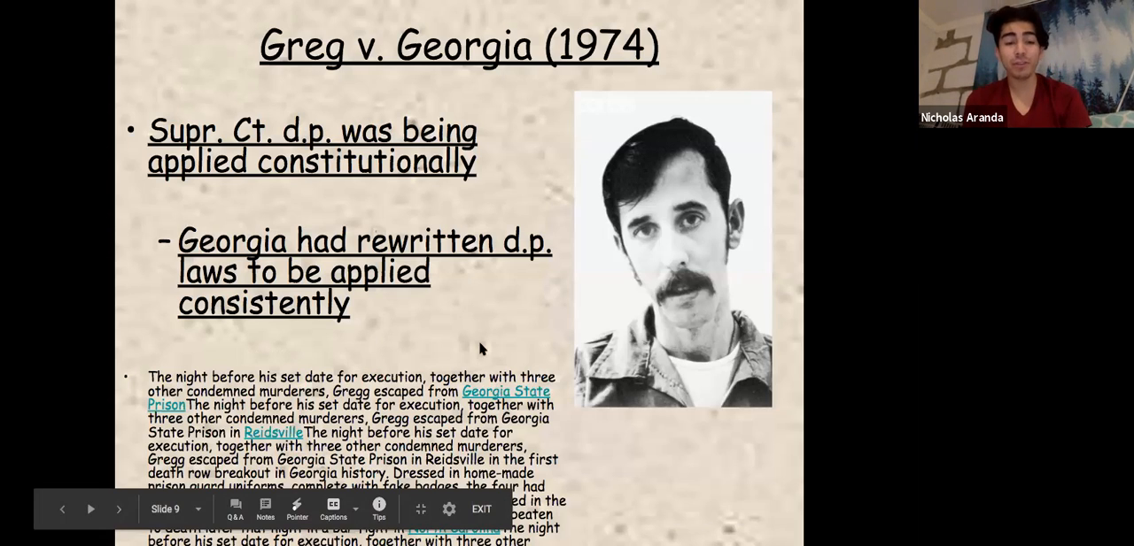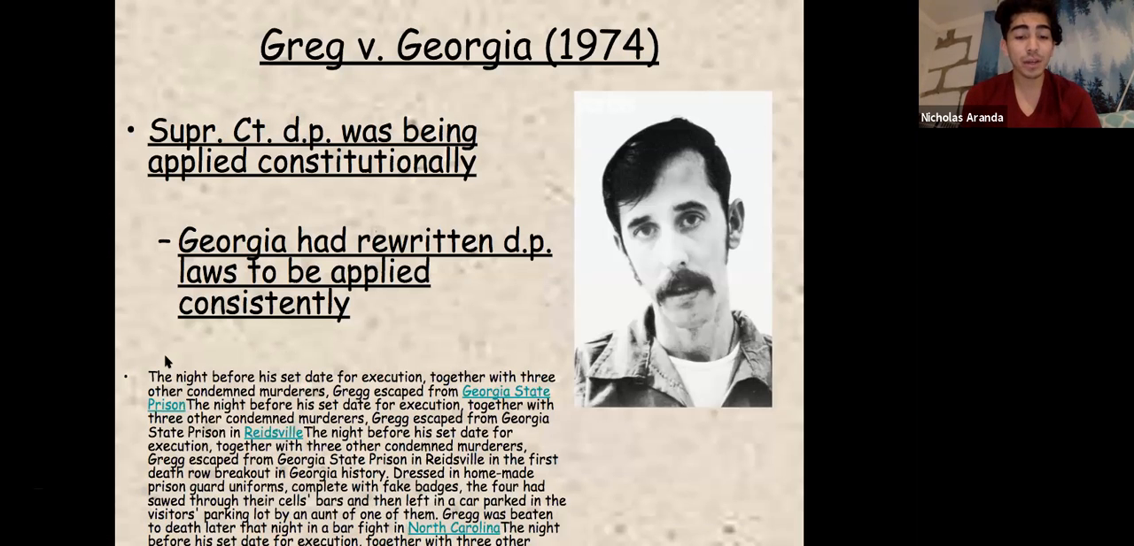In Reedsville, in the first death row breakout in Georgia history, dressed in homemade prison guard uniforms complete with fake badges, the 4 had sawed through their cell bars and then left in a car parked in the visitor's parking lot by an aunt of one of them.